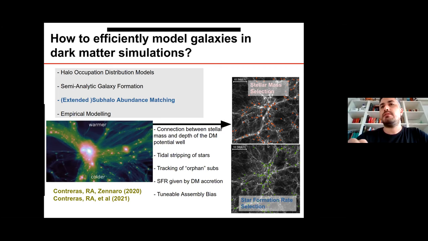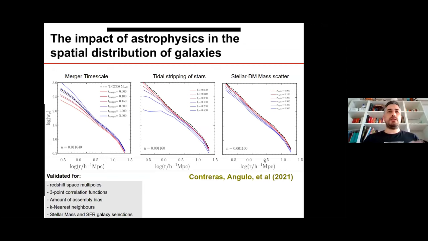So the cool thing that we can do is that each of these models might take a few minutes. So we can start varying the galaxy formation recipes and see how, in this case, the clustering of galaxies as a function of scale behaves. For instance, if we delay the merger time scale, right? So once a galaxy falls, eventually it's going to merge with the central galaxy. But how fast this happens is a bit uncertain.